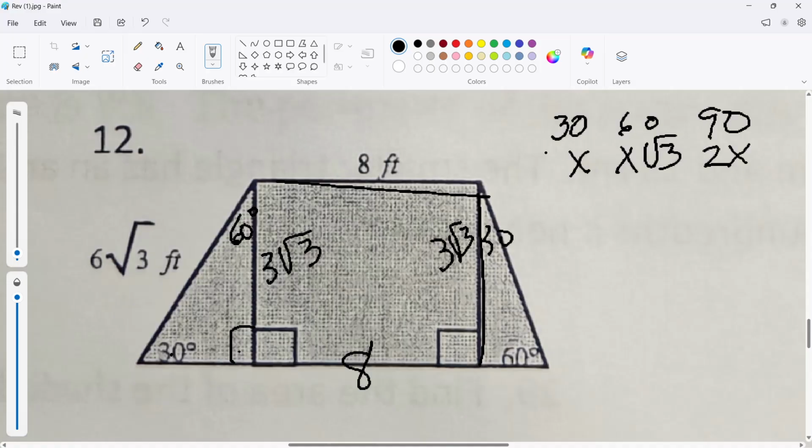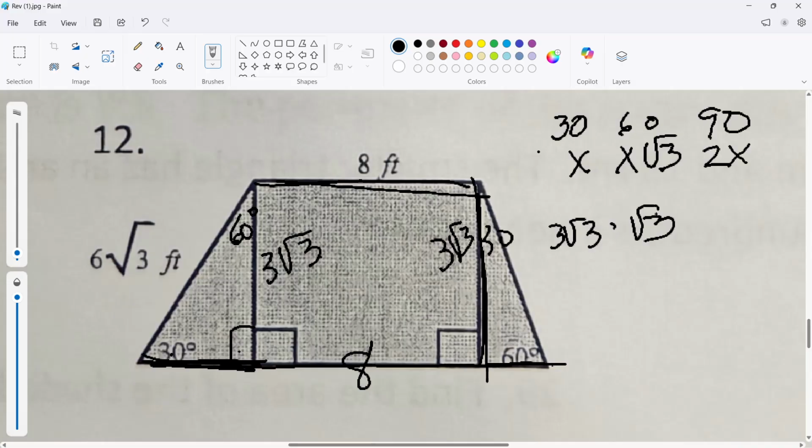What am I trying to, I don't even know what I'm trying to find here. This is a trapezoid, so I need base 1 plus base 2 divided by 2 times the height. So if I can find this piece and this piece, then I've got the whole base, because it's 8 plus those. And I've got the height is 3 square root of 3. Well, if this is 3 square root of 3, then that's x. X is 3 square root of 3, and I multiplied by square root of 3 again to get the side opposite 60.